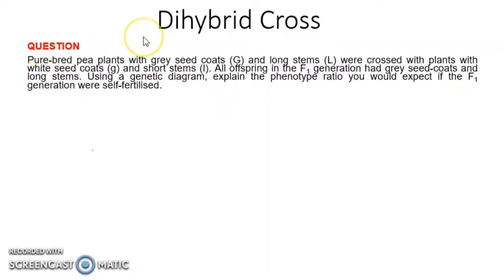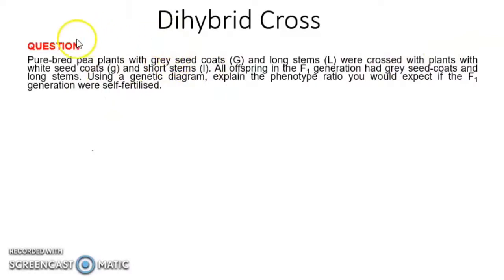Okay, so this is an example of a dihybrid cross question. First of all, if you look at this question, pure breed pea plants with grey seed coats, represented by capital G, and long stem, capital L, will cross with a plant with white seed coat and short stem.